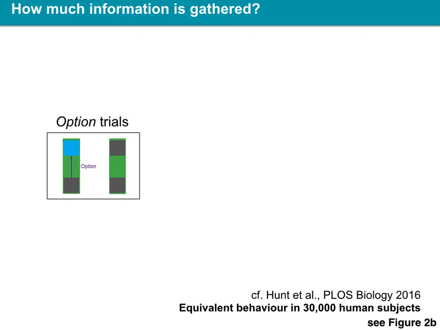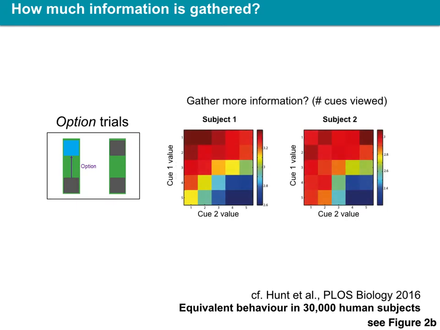This is now on the option trials, where the subject has seen all of the information about one of the options. So they've seen two cues on one side. And what we're going to plot here is not where the subject looks, but instead how much more information, or how much information in total, does he gather before committing to making a final choice. And so that's what we're plotting here, again as a function of Q1 value and Q2 value. So this is the total number of cues viewed before the subject commits to making a final decision.